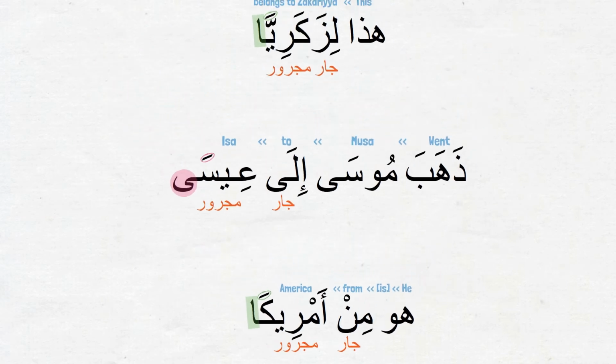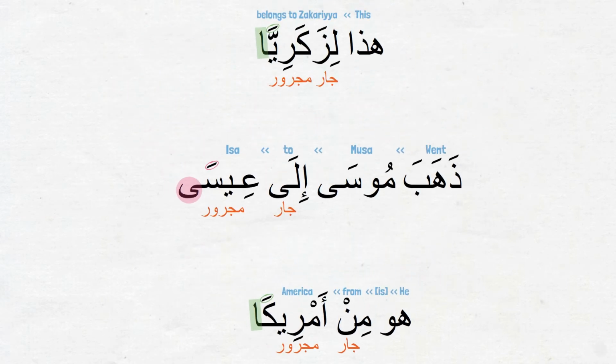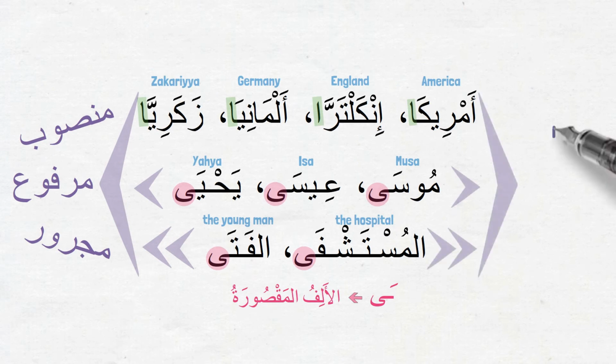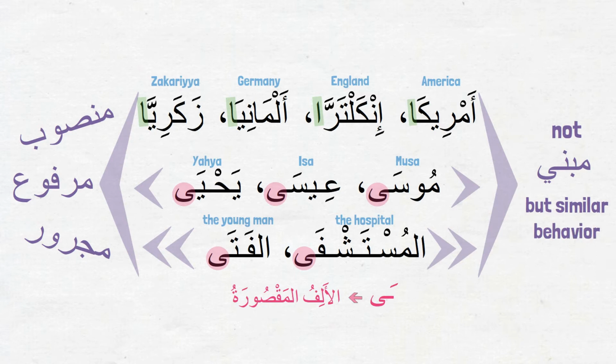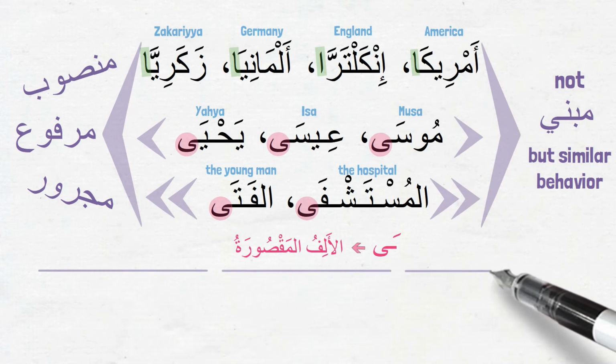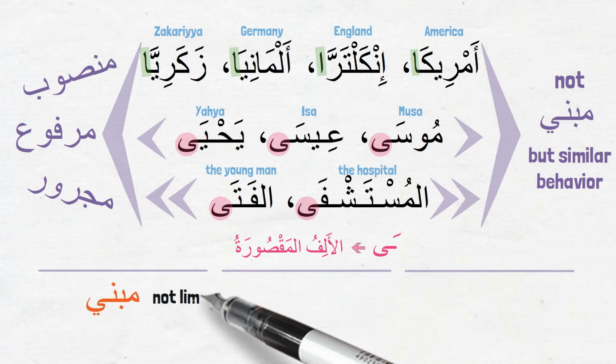This behavior may remind you of mabni ism. They indeed act like mabni ism, but technically they are not mabni words. The main reason why these words do not take kasra in majrur case is because long a sound cannot change to kasra. It is something to do with phonetics. Because if you add kasra after fatha, it would sound like ya, as in al-maniyai or al-fatai, which doesn't sound right.